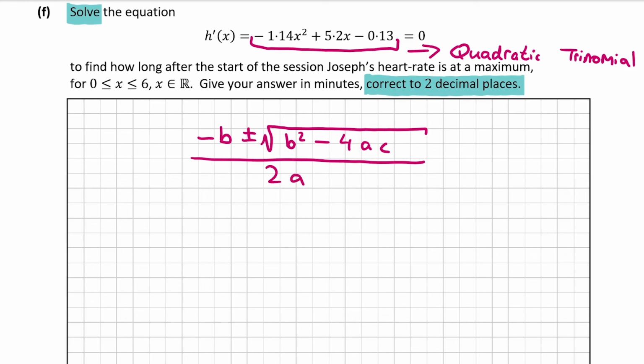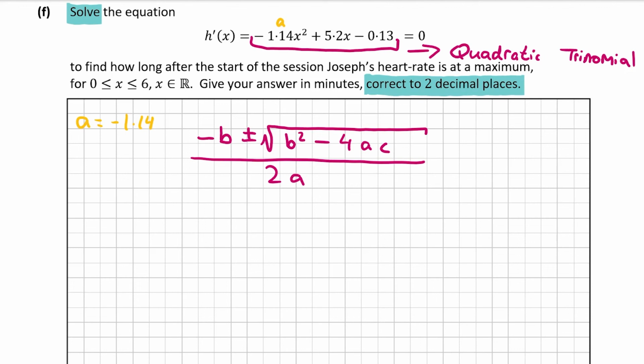The a, which is the first thing we're going to mark in, is the number before the x squared, the coefficient of the x squared. In my case, a is minus 1.14. Don't include the x squared. Some people get mixed up and put in the x squared there, but the a is just minus 1.14.